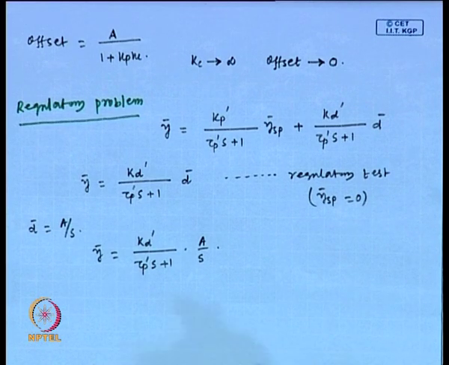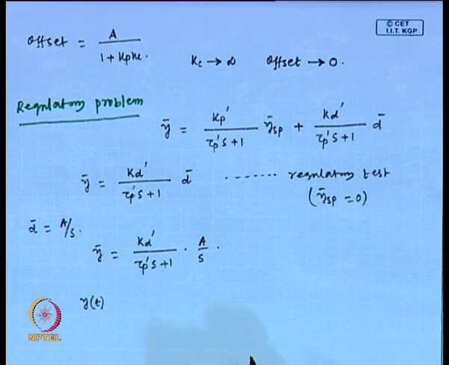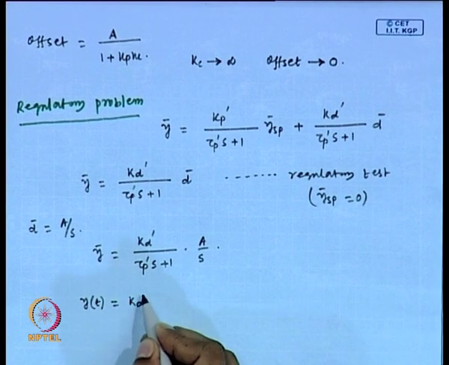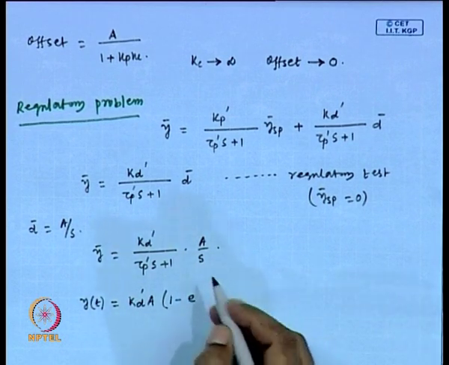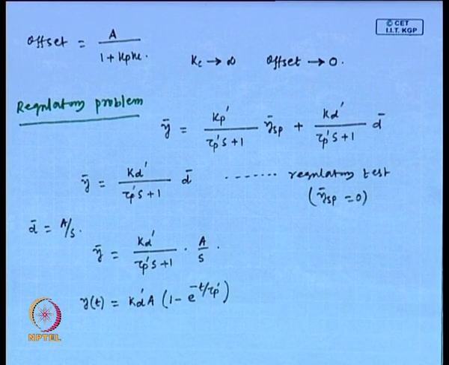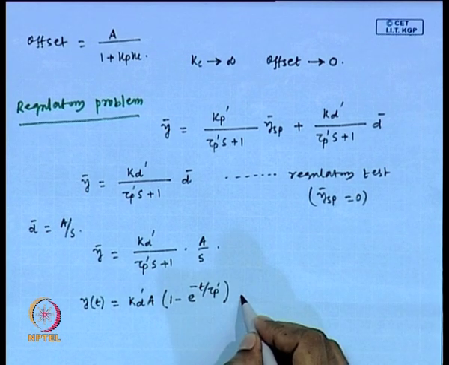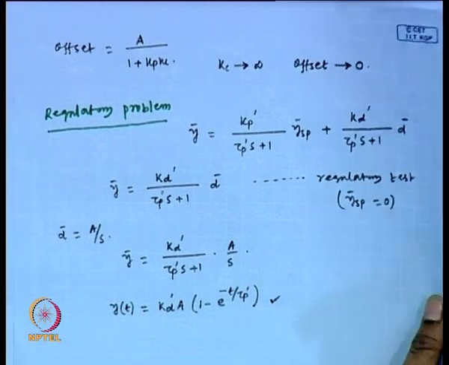Fine. Taking inverse of Laplace transform, we get the process output y in time domain as y(t) equals K_d' A multiplied by 1 minus exponential of minus t divided by tau_p'. Taking inverse of Laplace transform, we obtain the y in time domain by this. Fine. Now, we will try to determine the offset.